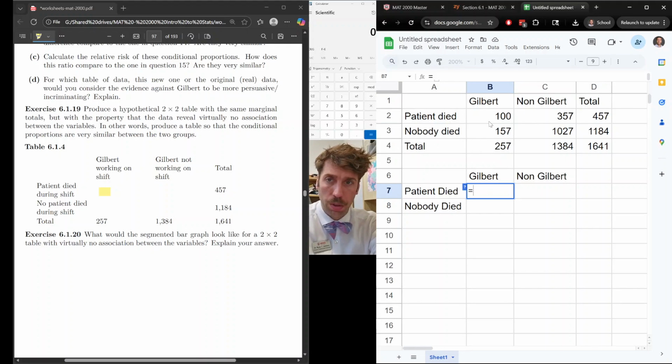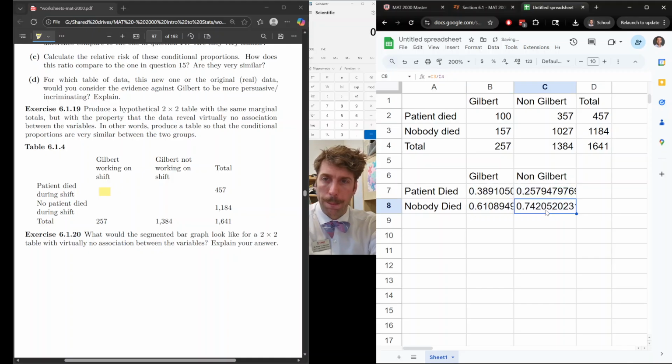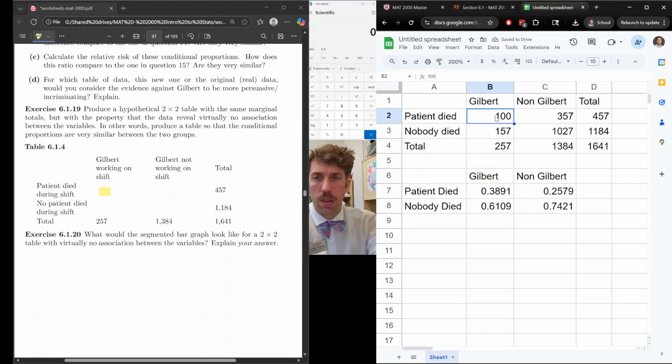So this is equal to this number divided by this number. And this is equal to this number divided by this number. And then those are going to be the same for the other row. So I can just drag it over. Okay, now I've got it all set up so that now it's showing too many decimals. Let's try to make it simpler. There we go. All right, so now I want to guess and check.